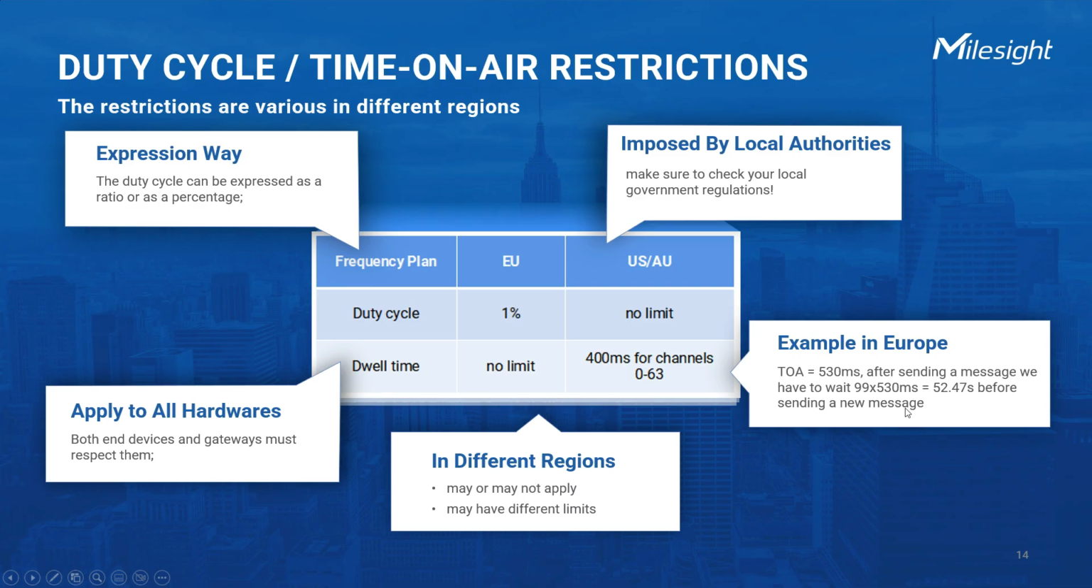message. In Australia, there is no duty cycle limitation applicable, and the dwell time limitation is 400 milliseconds. These restrictions vary in different regions. Basically, in Milesight, we have set it up in all hardware devices by default. End users are not allowed to change the duty cycle.